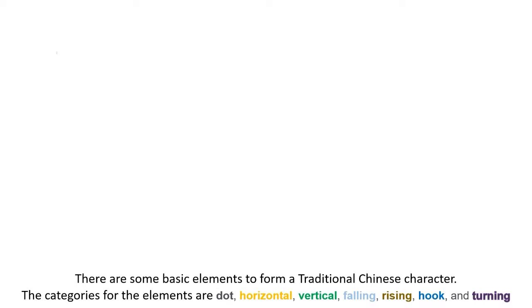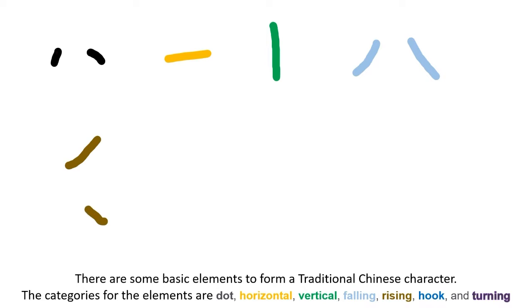There are some basic elements to form a traditional Chinese character. The categories for the elements are dot, see the left dot and right dot, horizontal line, vertical line, falling from top right to the left, and from top left to the right, rising from the left bottom to top right, and not from the right bottom because right-handed people are the majority in this society. But don't worry, if you are left-handed, you'll find your way to write it just like me.